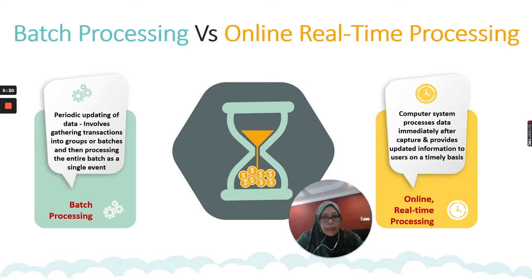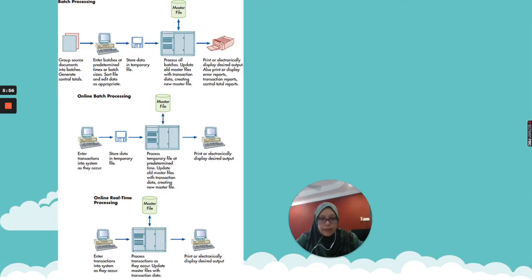Batch, on the other hand, is not real time. For example, with the sales just now, only at the end of the day is it processed, and the output is a bit slower. With online real-time processing, they can immediately update the information and update the users on a timely basis. If you refer to figure 2.5, you can see in this figure the combination of these two. It depends on the company actually.